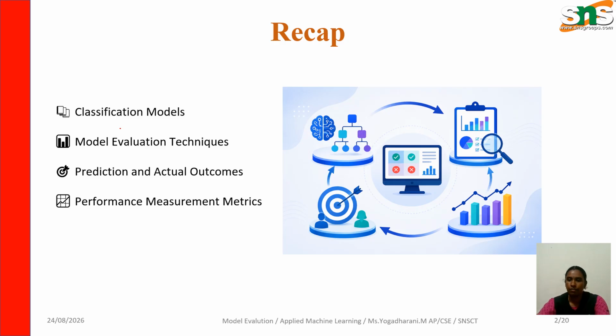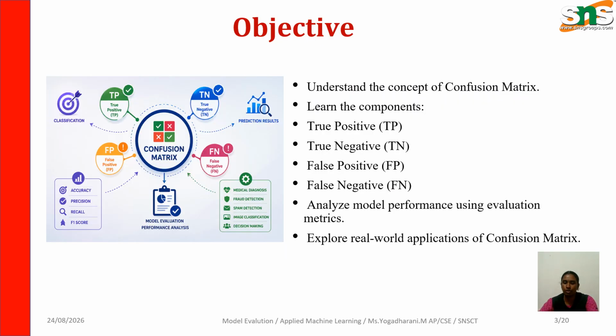The objective of today's session is that we should be able to explain what a confusion matrix is. We should also be able to identify four components like true positive, true negative, false positive and false negative. And then we will use these values to calculate different evaluation matrices. Finally, we will see how confusion matrices are used in real world applications.